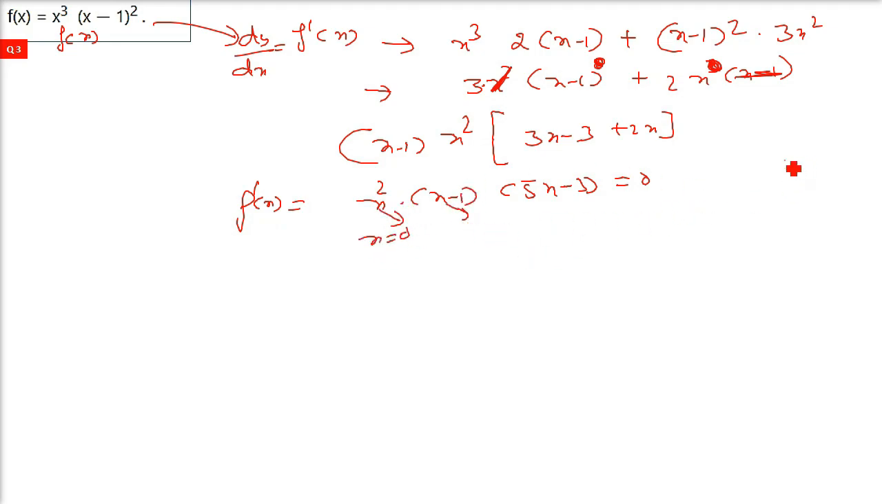So x can be 0, x minus 1 can be 0, which will give you x equals 1. 5x minus 3 can be 0, it will give you x equals 3 by 5. So you have 3 critical points here: 0, 1 and 3 by 5.